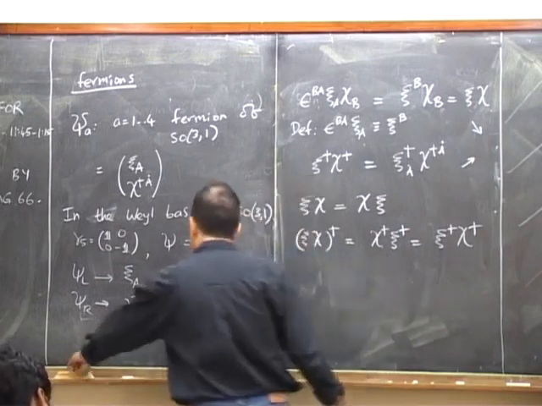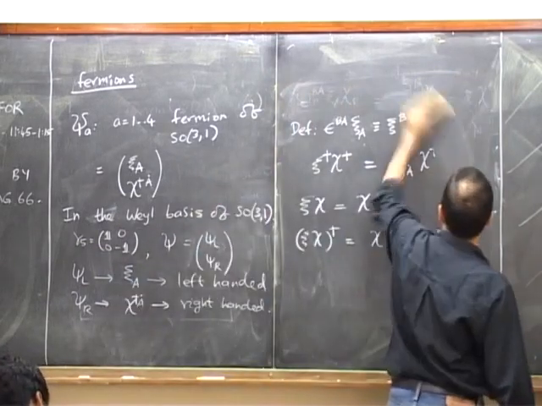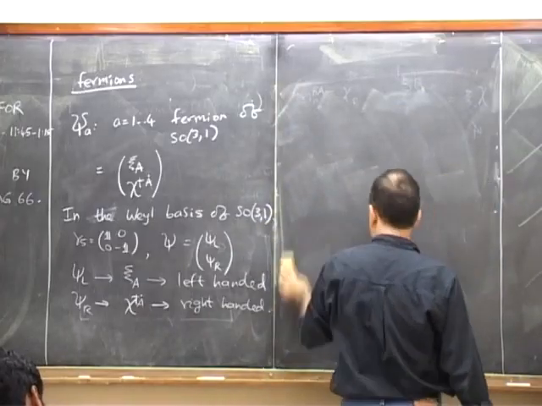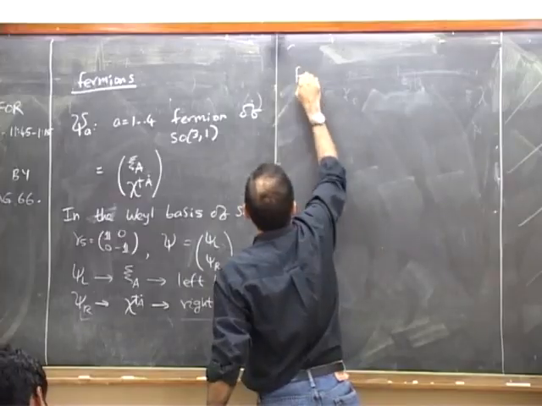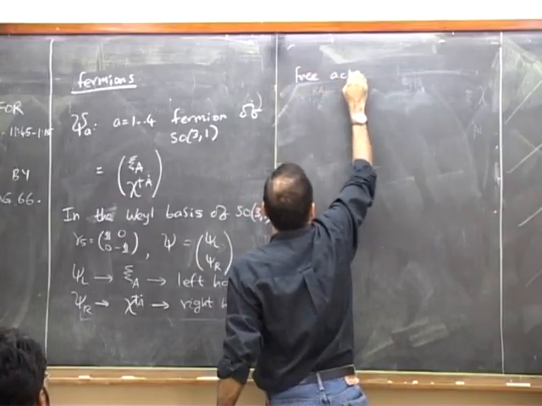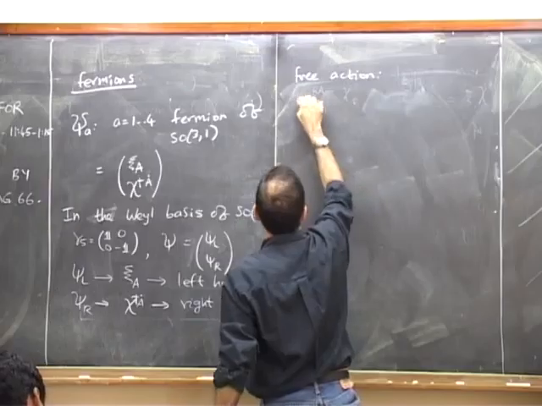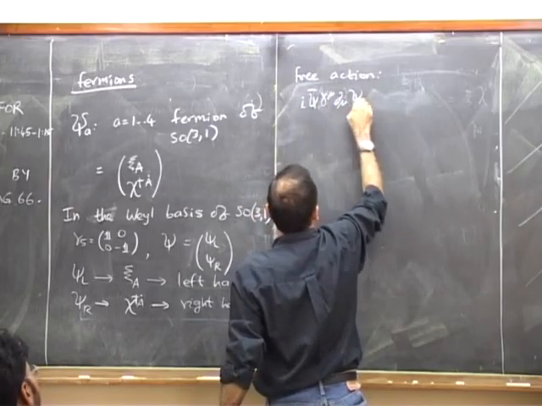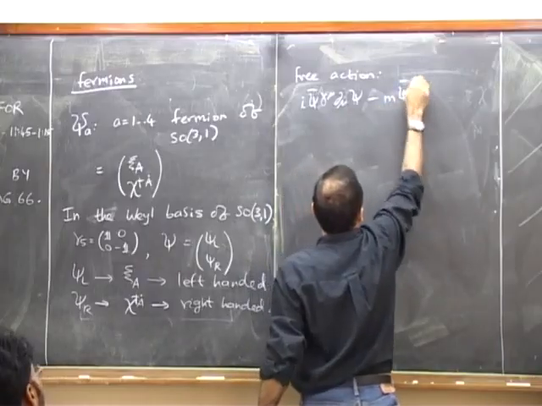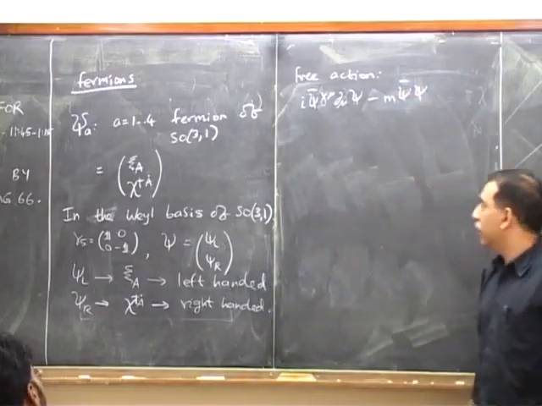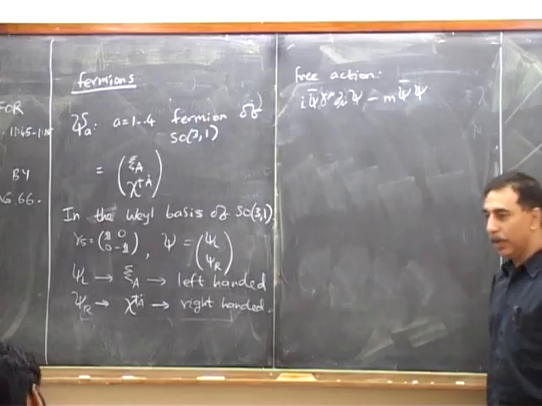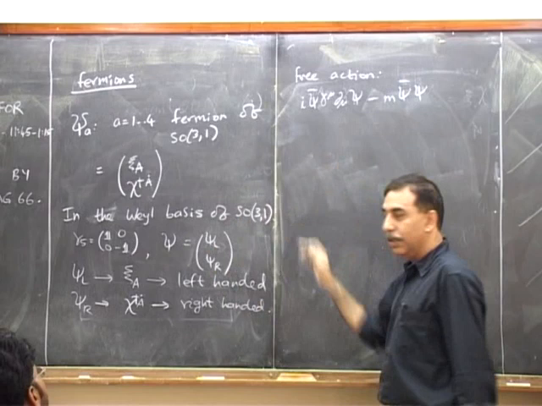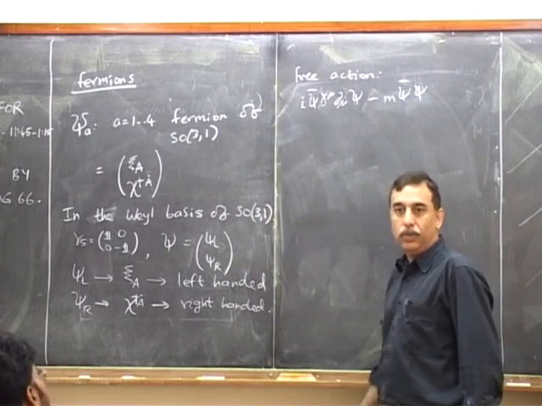Good. Now with enough of this, one can start to write down the action, and the free action will be i psi bar gamma mu del mu psi minus m psi bar psi in general for the 4-component guy, and it's a very simple exercise to translate all of this into 2-component. I would urge you to do this.